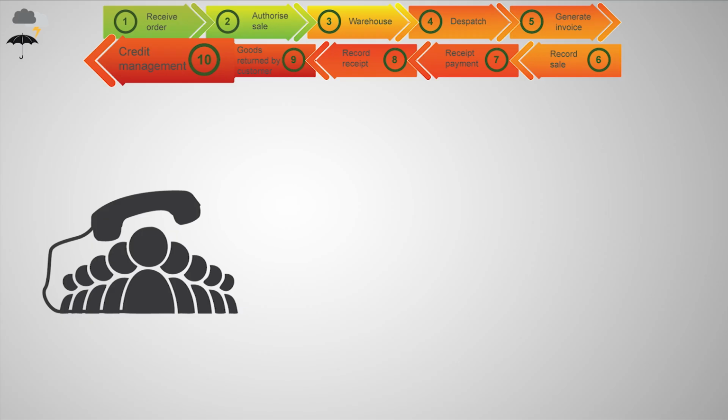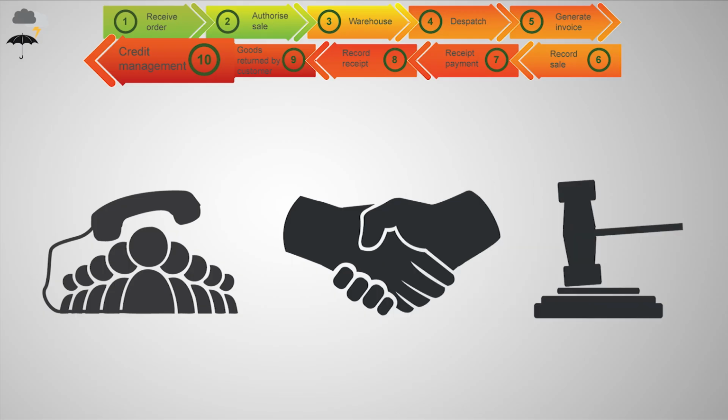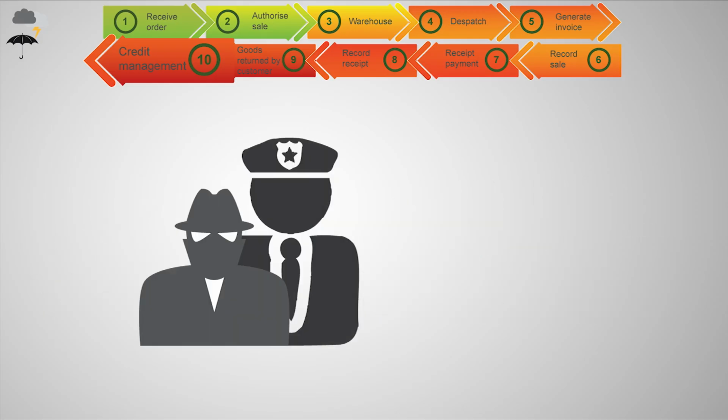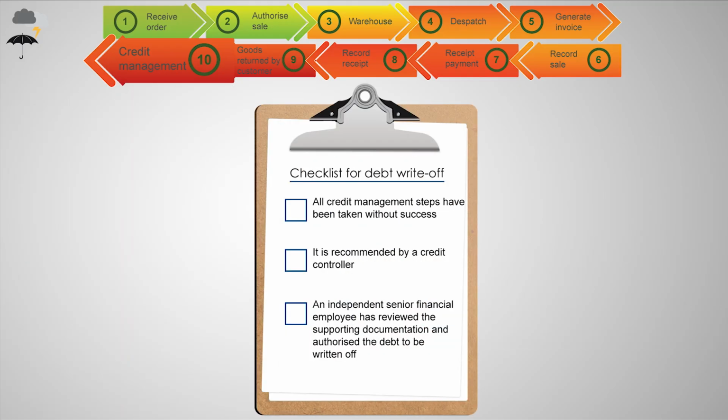Credit controllers should contact customers to renegotiate credit terms or inform them of legal action. Debtors should be handed over for debt collection before too long a period has gone by. And debt should only be written off if all the following steps have been taken in sequence. Ensure all the necessary credit management steps were taken without success. Ensure the recommendation of writing off debt is received from a credit controller. And ensure an independent senior financial employee has reviewed the supporting documentation and authorized the debt to be written off.